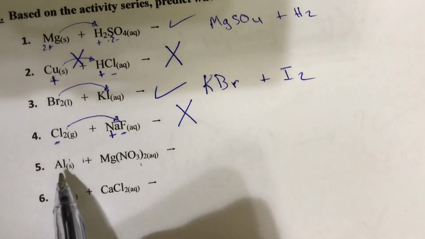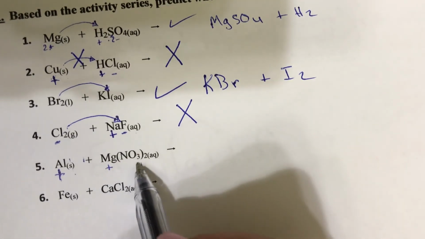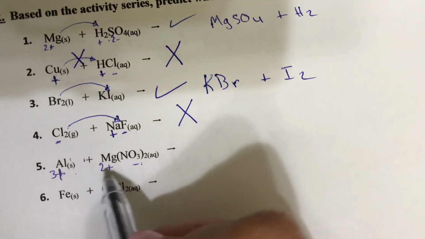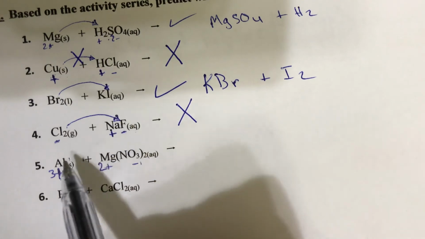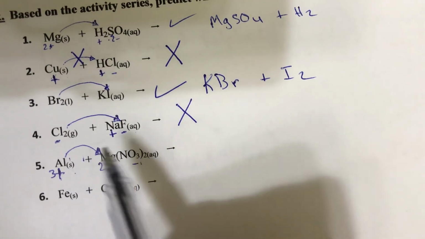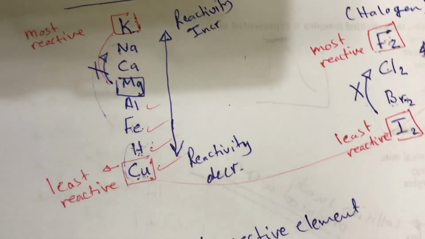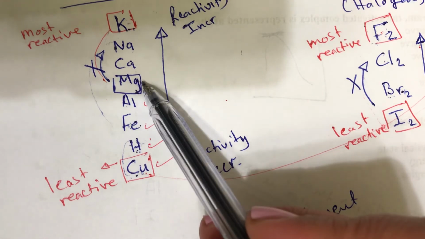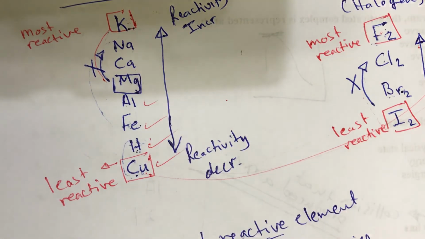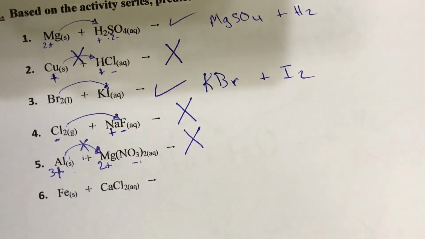Now here aluminum is a metal, magnesium is a metal, and it's a polyatomic ion. Here it's in group 3 and here group 2. So aluminum replaces a similar element. Is aluminum more reactive than magnesium? No. So can aluminum replace magnesium? No. So here no reaction occurs.